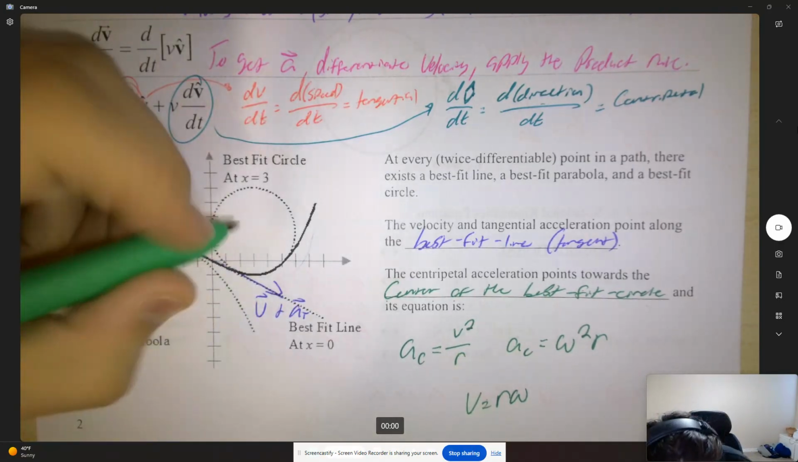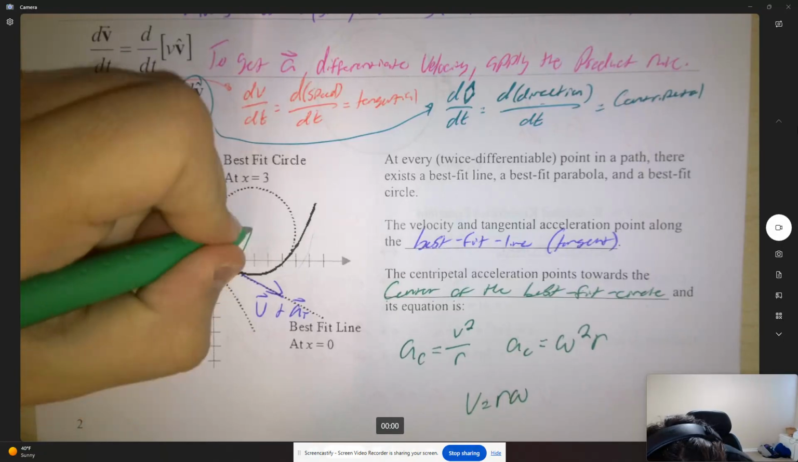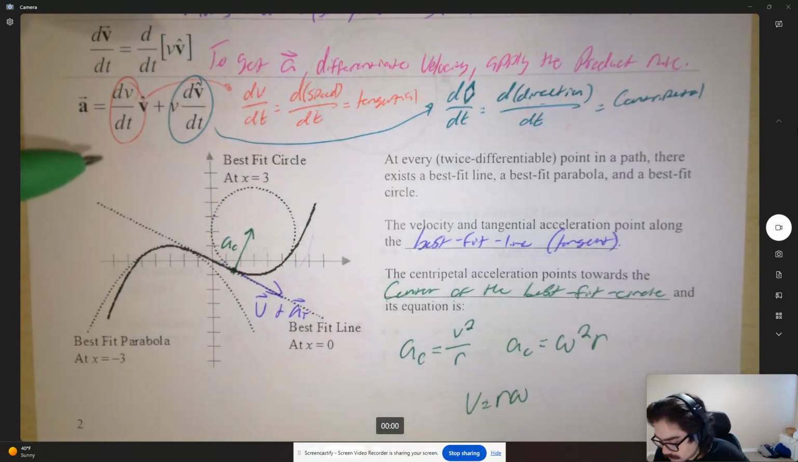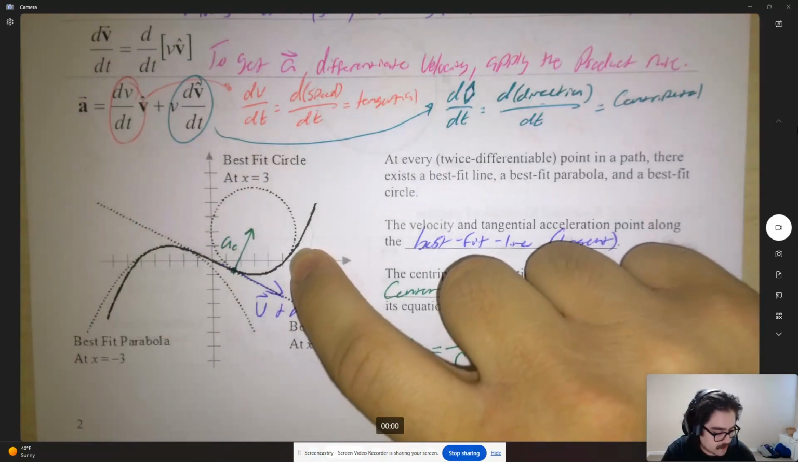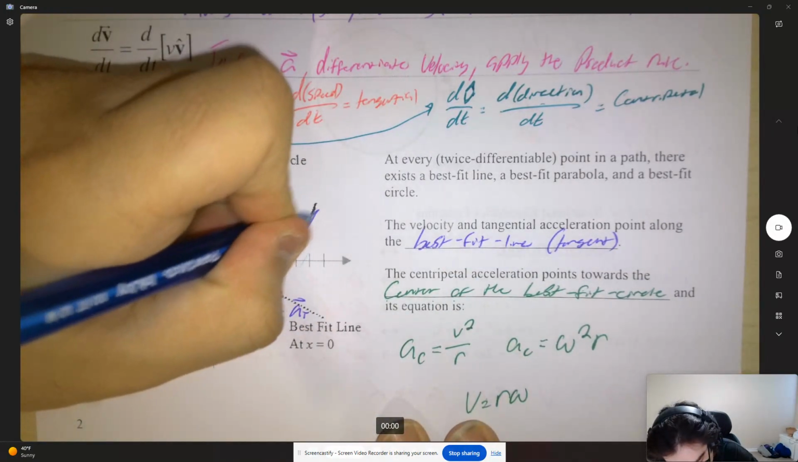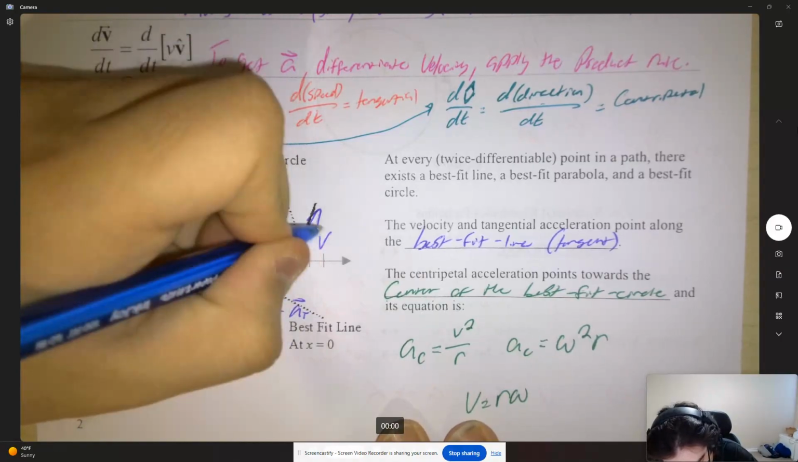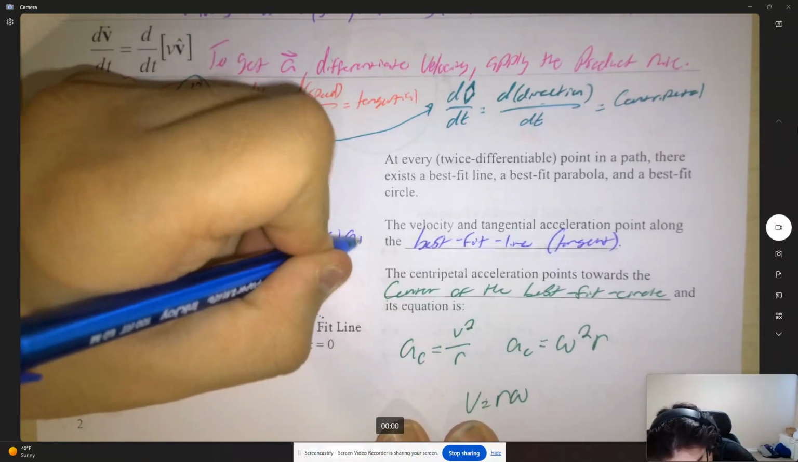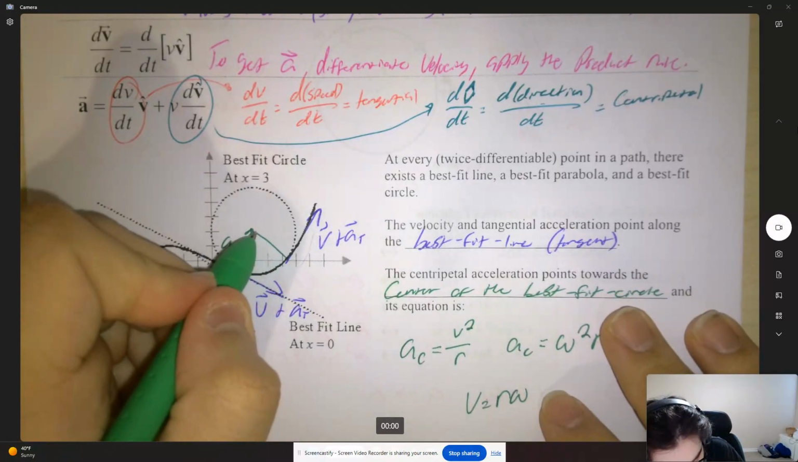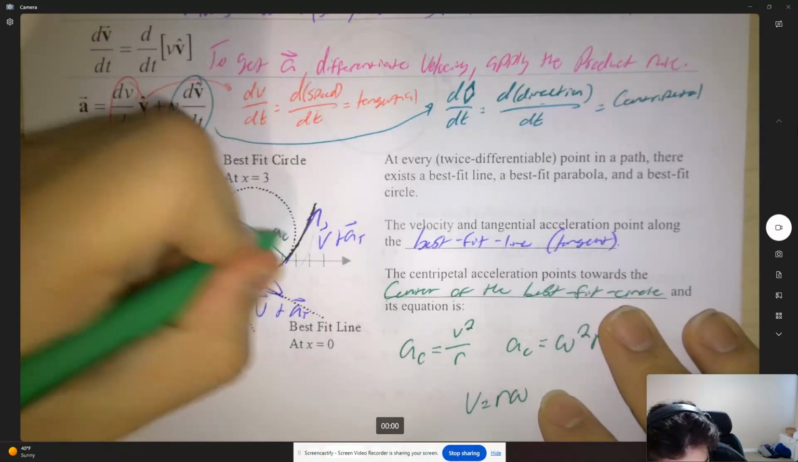So for example, centripetal acceleration at the bottom here would point towards the center. If you're up here on the path, your velocity would still go straight up this way, and so would your tangential acceleration, and your centripetal acceleration is now pointing, again, towards the center of the circle.